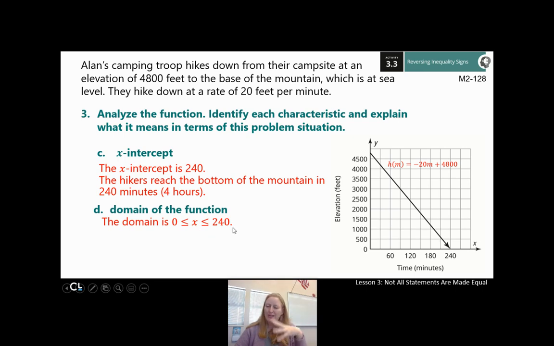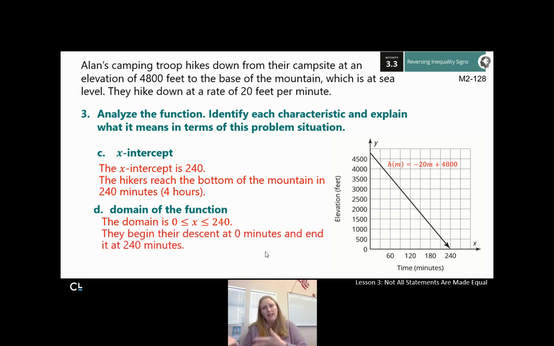There are other ways of writing it, but this is a way of writing it. And it's just because they began their descent at 0 minutes and they finished at 240 minutes. So this is how we say that our domain, notice how x is in the middle, and it goes from 0 to 240, and we use inequalities to help us write that. So this might have been the tricky one. I think you guys, I know you did well with A and B. I think most of you probably also figured out C. D was the sneaky one, but not impossible, not impossible.